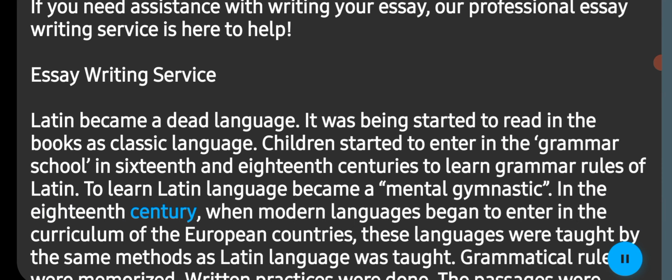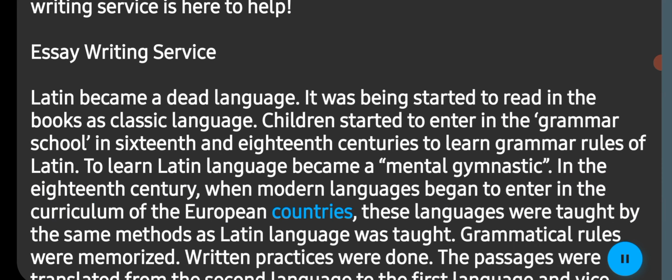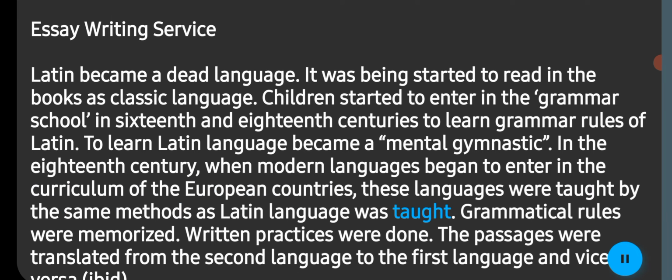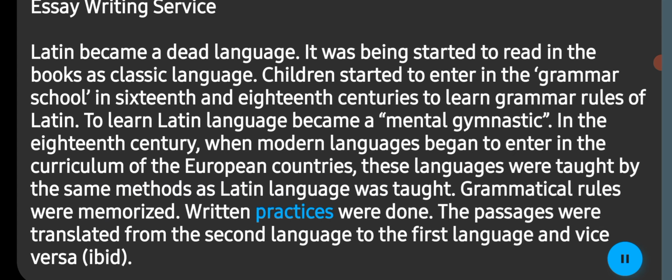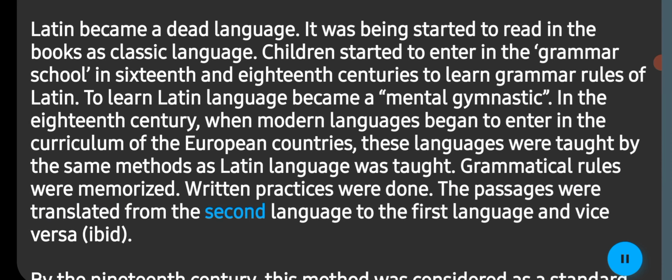In the 18th century, when modern languages began to enter the curriculum of European countries, these languages were taught by the same methods as Latin. Grammatical rules were memorized. Written practice was done. Passages were translated from the second language to the first language and vice versa.